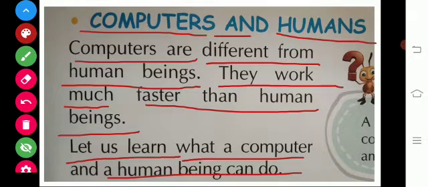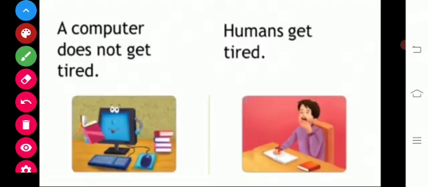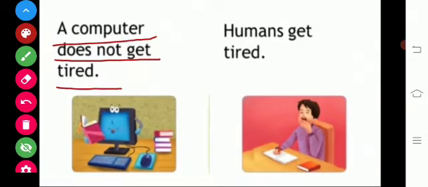As you all know, a human is a living creature, isn't it, children? And a computer is a non-living thing. It was made by man, isn't it? So here let us see some differences between human and computer. Okay, shall we see? Yes. A computer does not get tired.